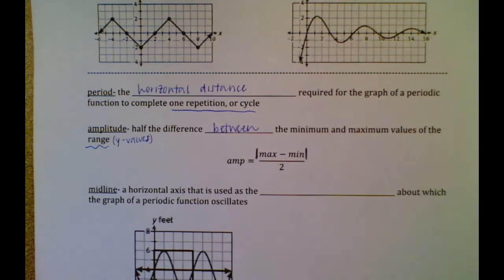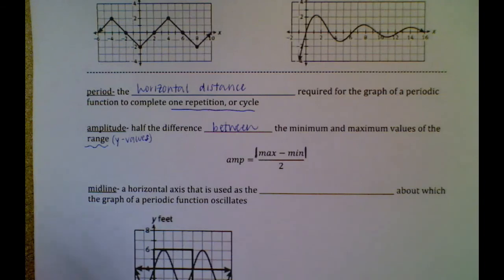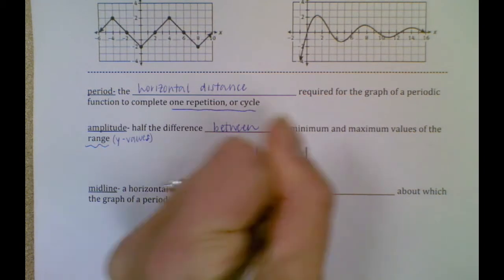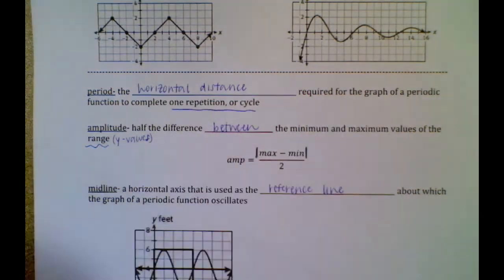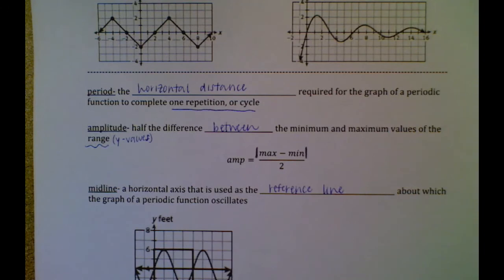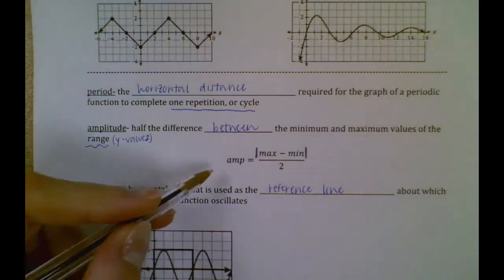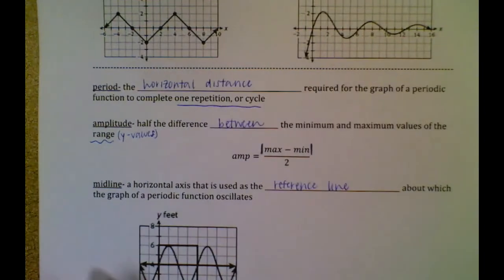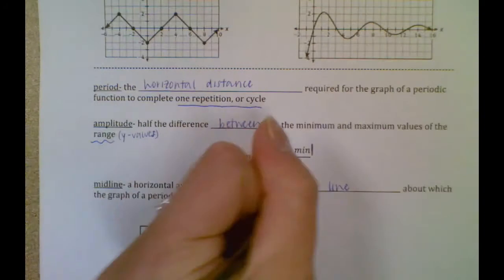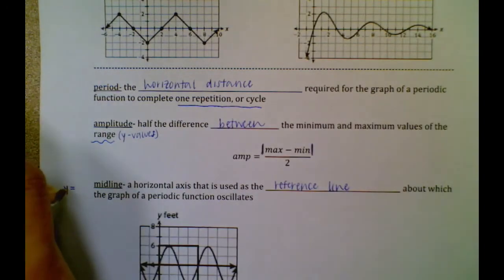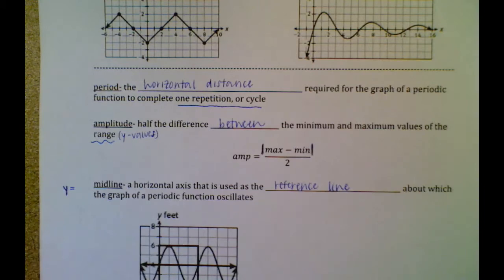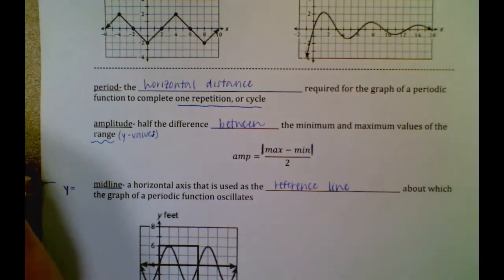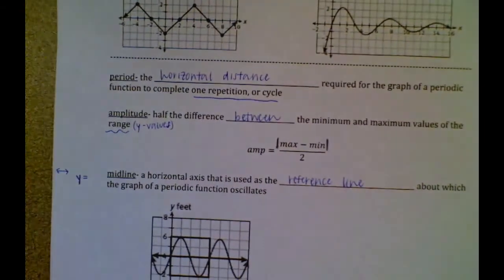And then midline. Midline is a horizontal axis that is used as the reference line about which the graph of a periodic function oscillates. That just means like it's going up and down. This is like oscillating, okay? All right. Midline will be an equation in the form y equals the value, okay? Like I said, it's a horizontal axis, so it's going to be a line that goes left to right. And the equation will be y equals.